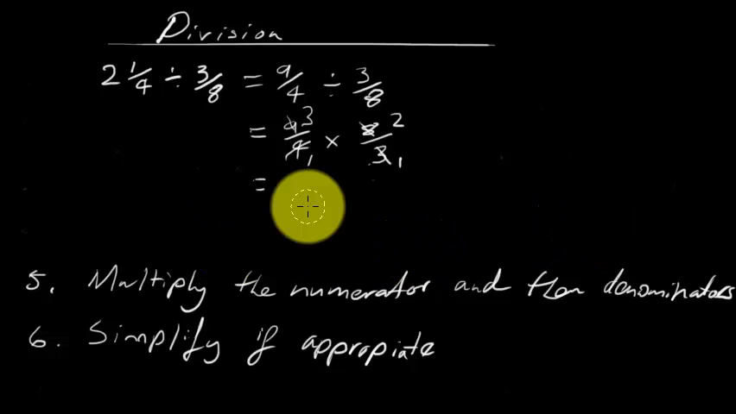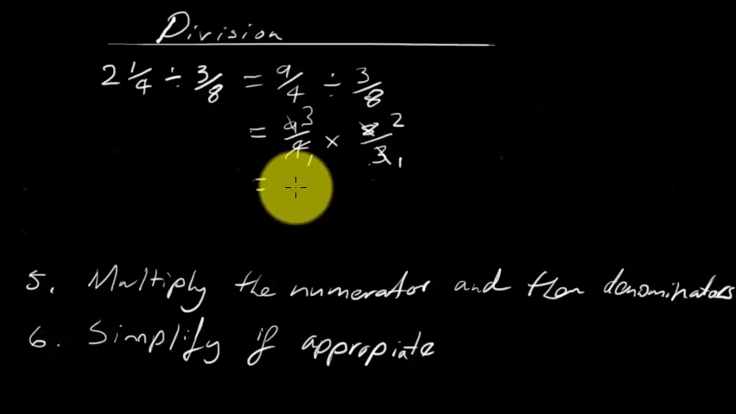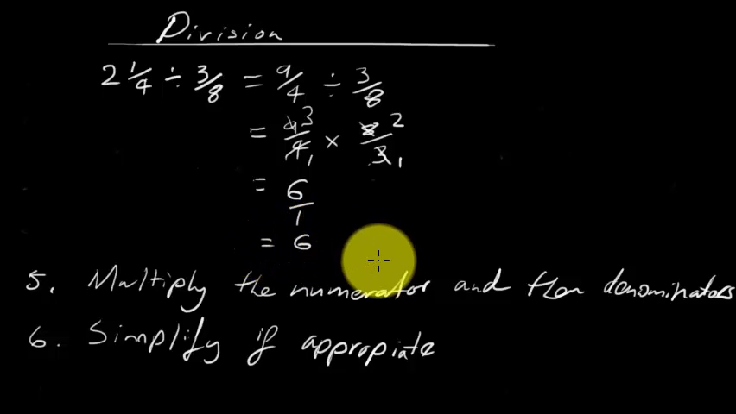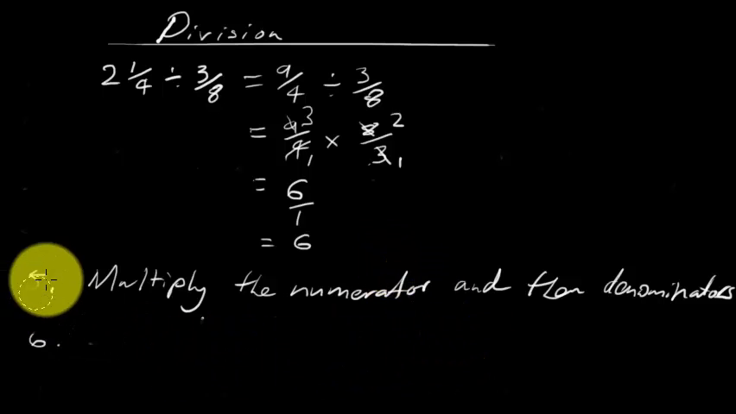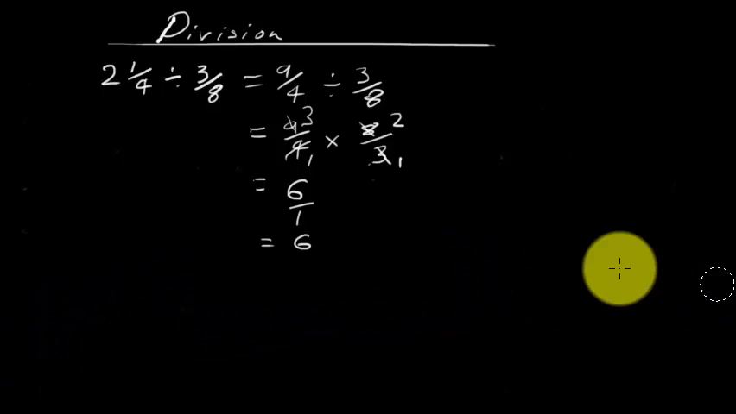The fifth step says multiply the numerators and then the denominators of the fractions. So 3 times 2 is simply 6, and then we've got 1 times 1, so it's 6 over 1. So that should be obvious that we've just got 6 there. Looking at our final step, we don't need to simplify because it's already as simple as we can make it. So I'll just delete those rules, and we've completed our example of dividing fractions.